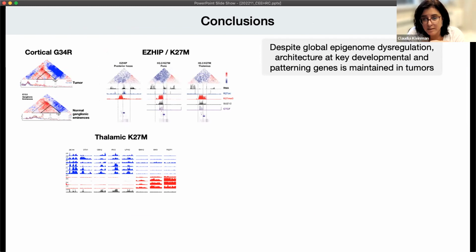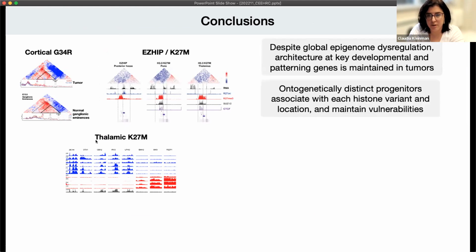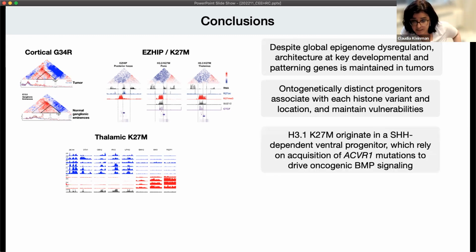So in conclusion from all those data, what we see is that, contrary to what we expected, despite this global epigenome dysregulation, the architecture at these key developmental and patterning genes is very well maintained in tumors. We see it in the G34 tumors, we see it in the different histone variants, we see it in the thalamic H3.3 K27M tumors. We see that these tumors originate from different ontogenetically defined progenitors, so different anatomical locations give rise to different tumors, and those associate with the histone variant and location and maintain their vulnerabilities.